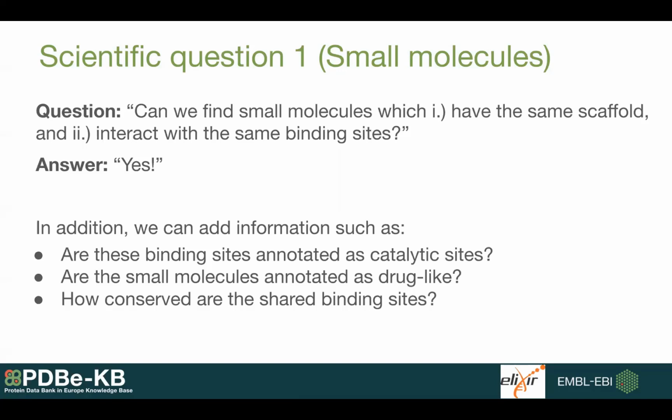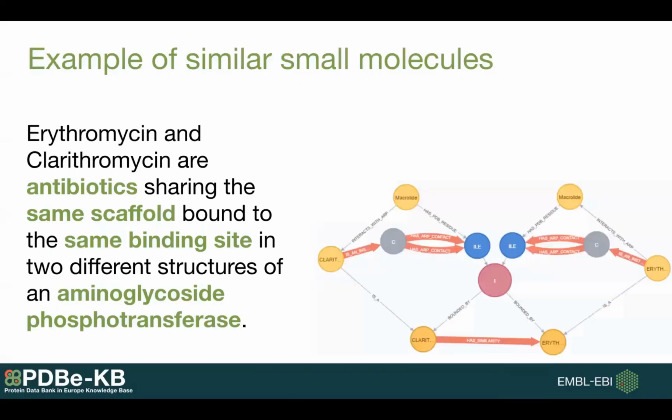So the first is, can I find all the small molecules in the database that have the same scaffold and that interact with the same binding sites? And this is something you can quite easily do in this graph database. And in fact, you can add additional information such as, are these binding sites catalytic sites, or the small molecules, are they drug-like, are they cofactor-like, reactants? How conserved are these shared binding sites? And much more than that, actually.